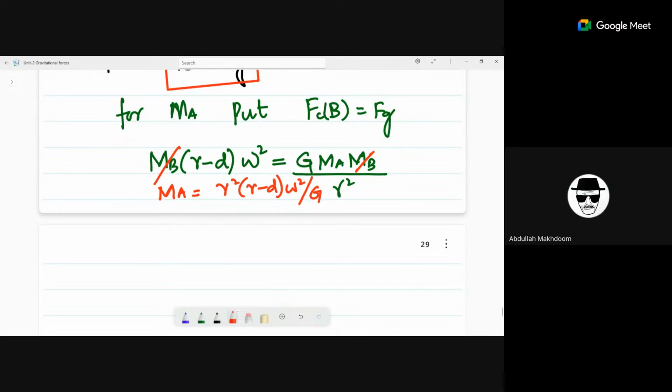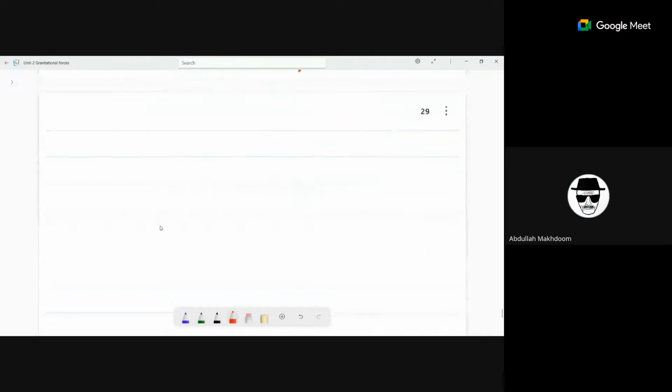So G M A M B over R squared. This is the formula of what? It is the formula of gravitational force, Fg. You are forgetting things. No, sir, I'm just confirming because you wrote FC is equal to FG. Yes, that is right. Is it clear till that point? Did you write it down?